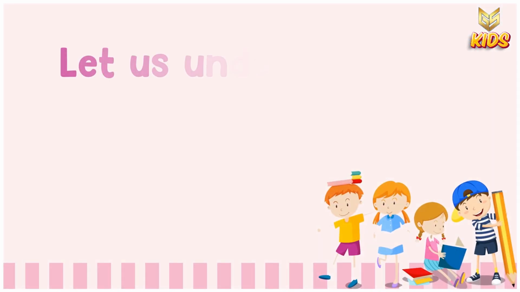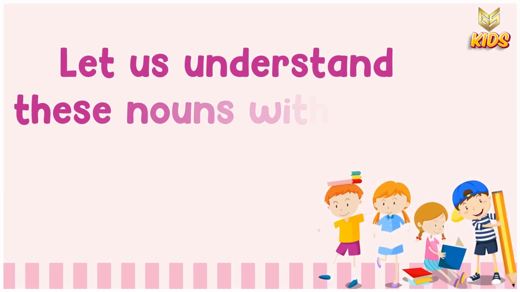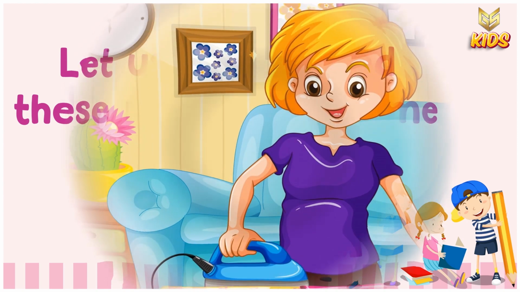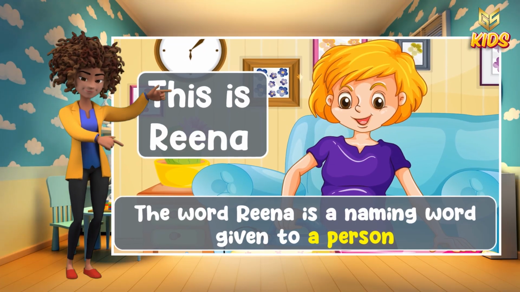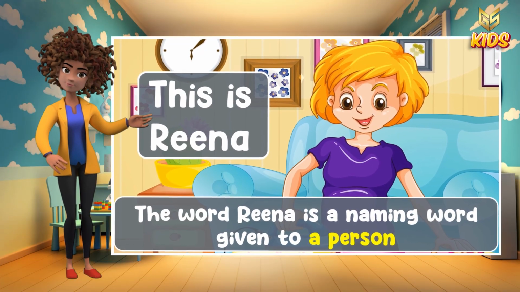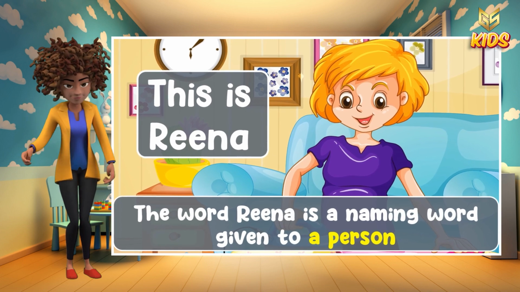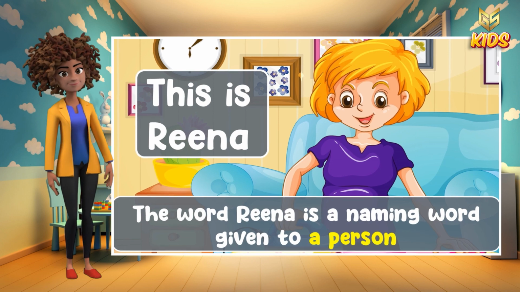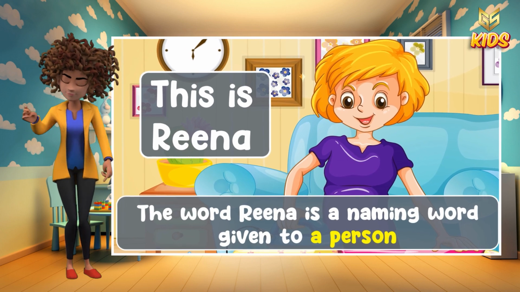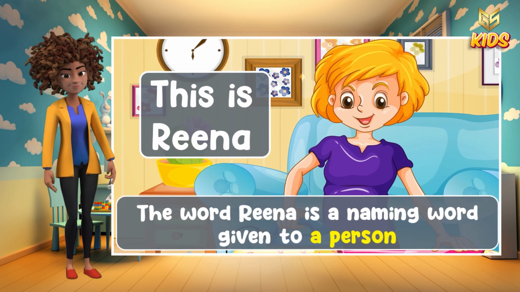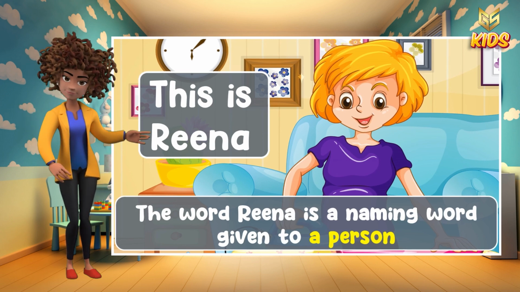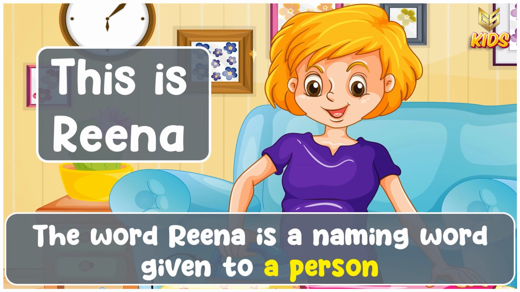Okay, now let's understand with the help of some example of noun. Look here, this is Reena, and the word Reena is a naming word given to a person, right? So Reena is noun. This is Reena, and the word Reena is a naming word given to a person. So here Reena is noun.